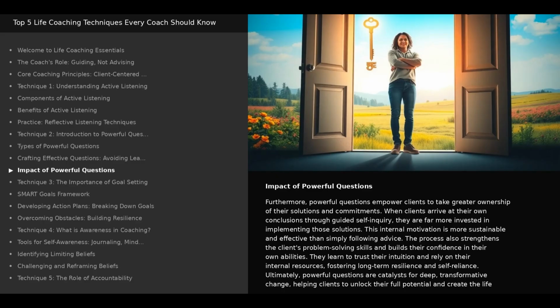This internal motivation is more sustainable and effective than simply following advice. The process also strengthens the client's problem-solving skills and builds their confidence in their own abilities. They learn to trust their intuition and rely on their internal resources, fostering long-term resilience and self-reliance. Ultimately, powerful questions are catalysts for deep, transformative change, helping clients to unlock their full potential and create the life they truly desire.